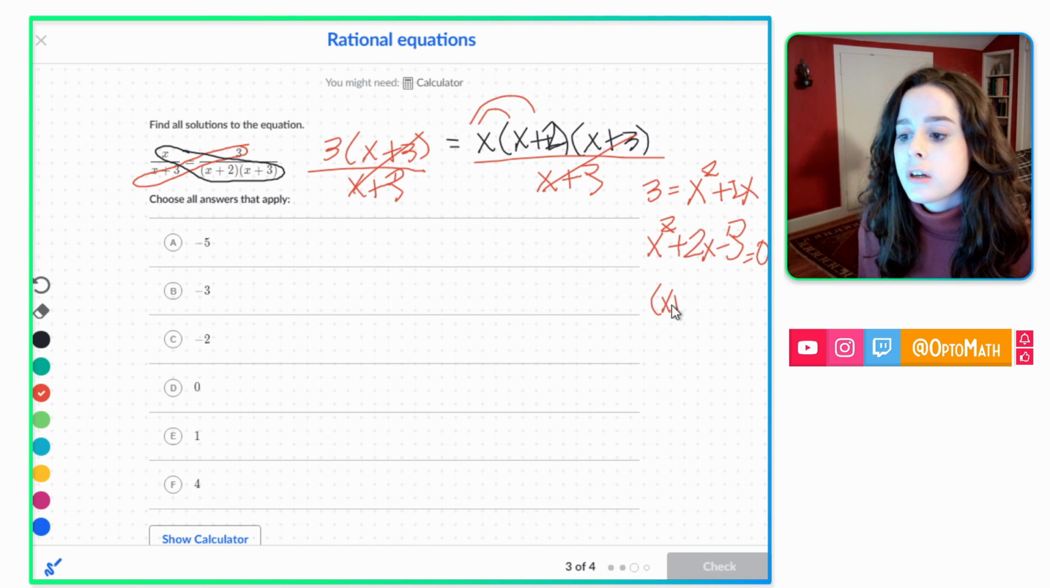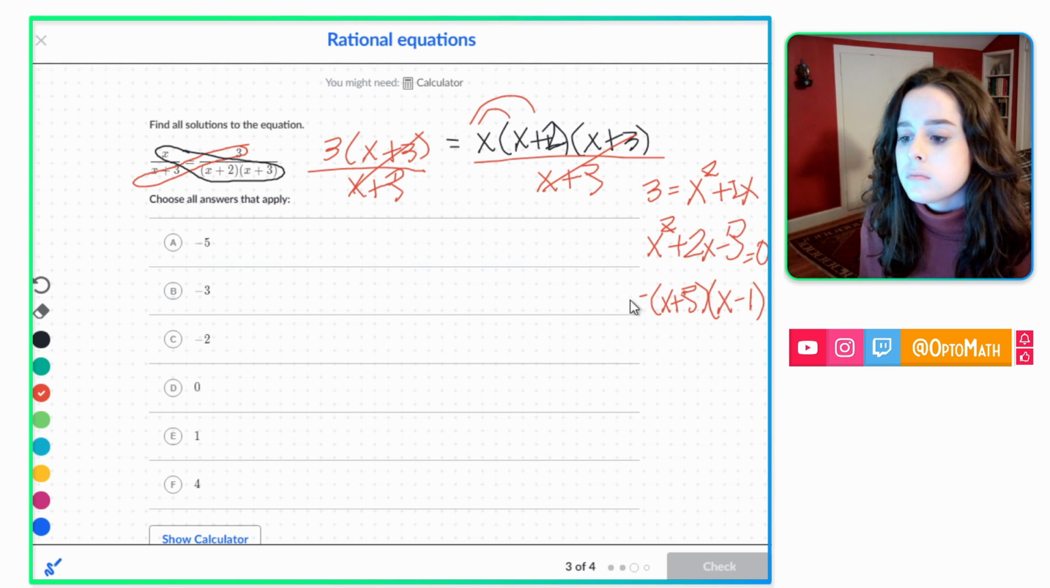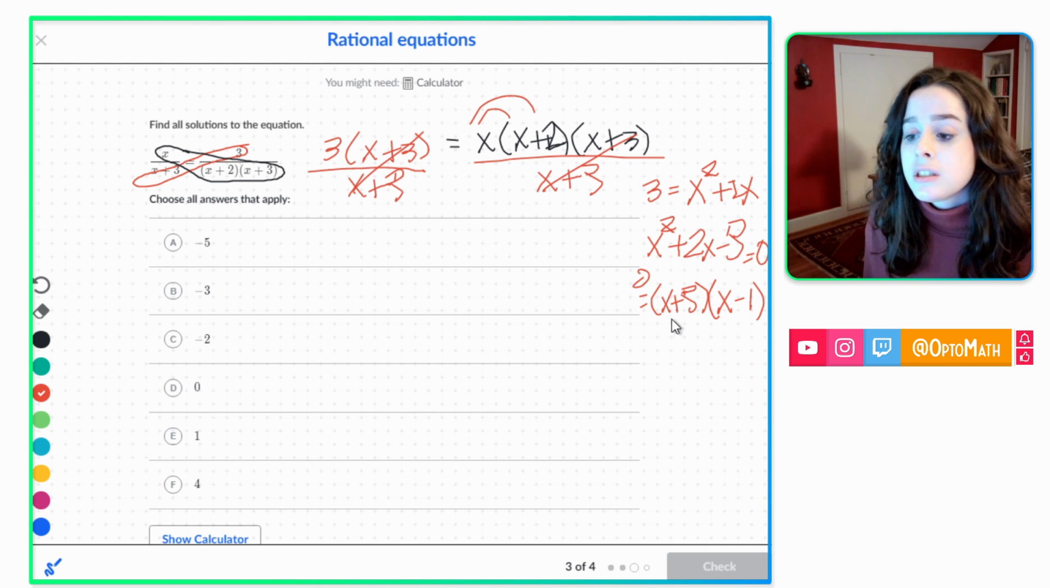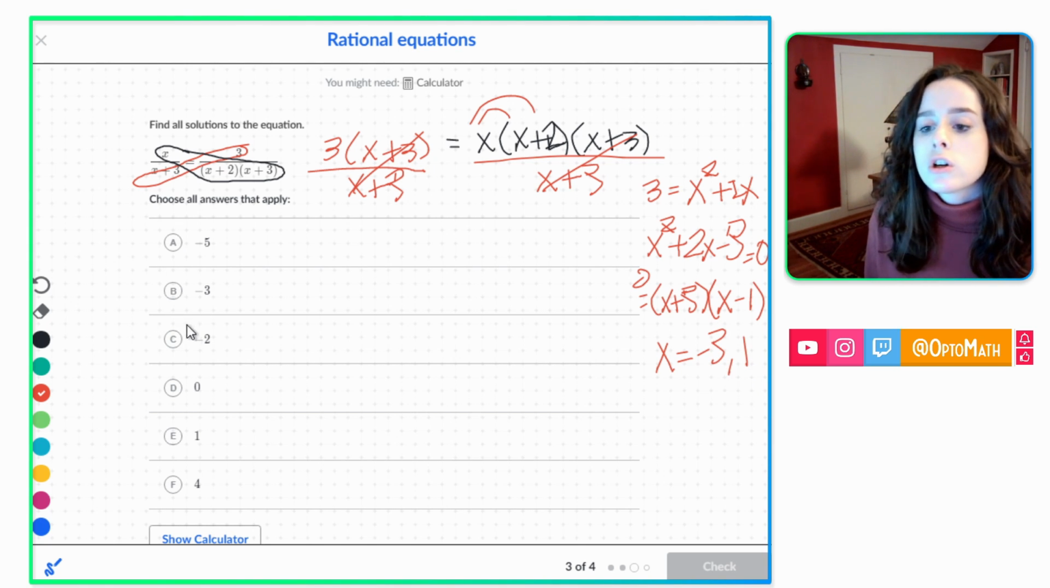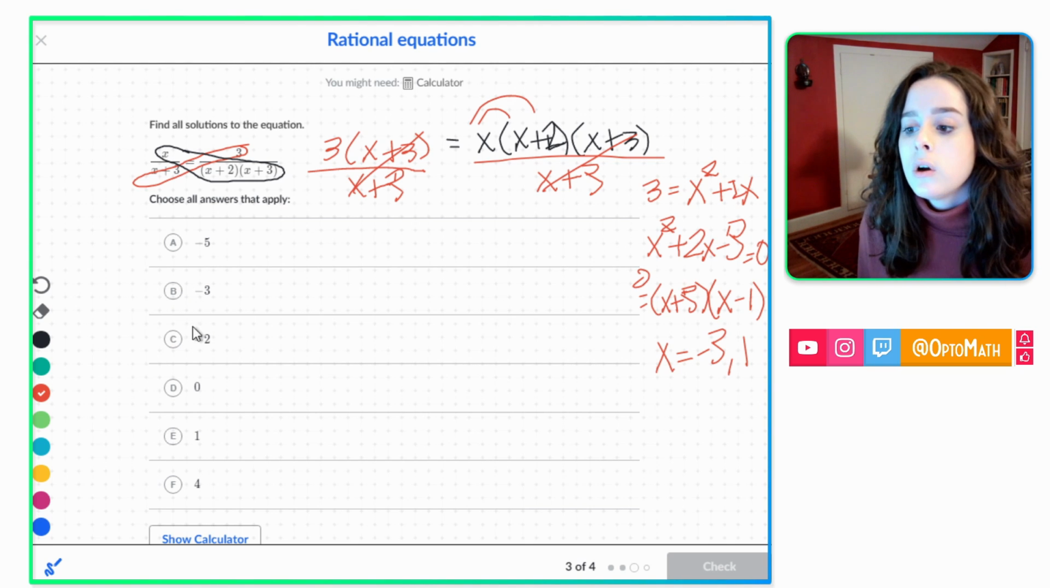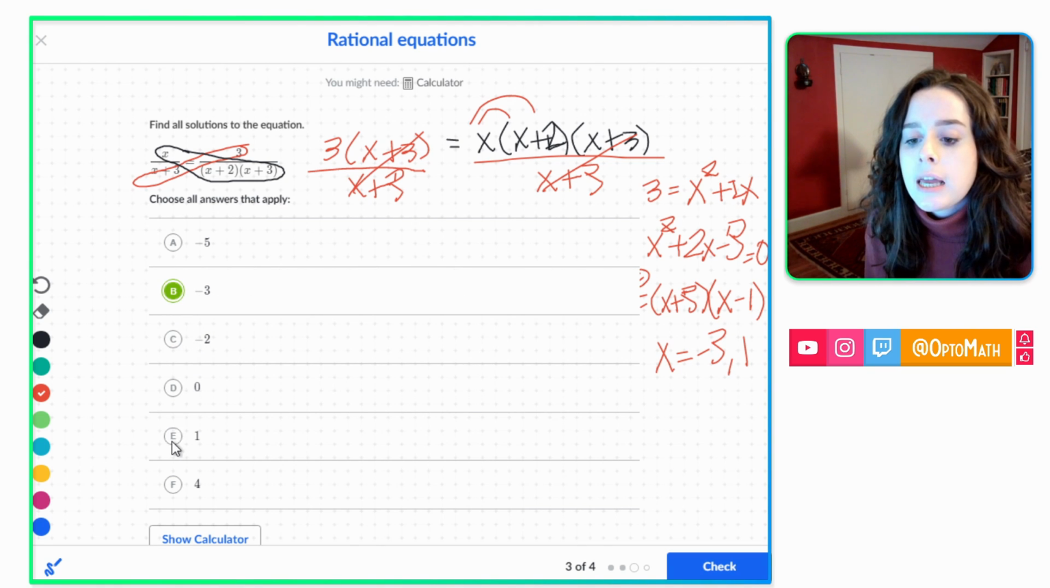So x plus 3, x minus 1, of course, still equals 0. If we set both of these factors equal to 0, then x equals -3 and +1. So those will be our solutions. We're looking for -3 and +1.